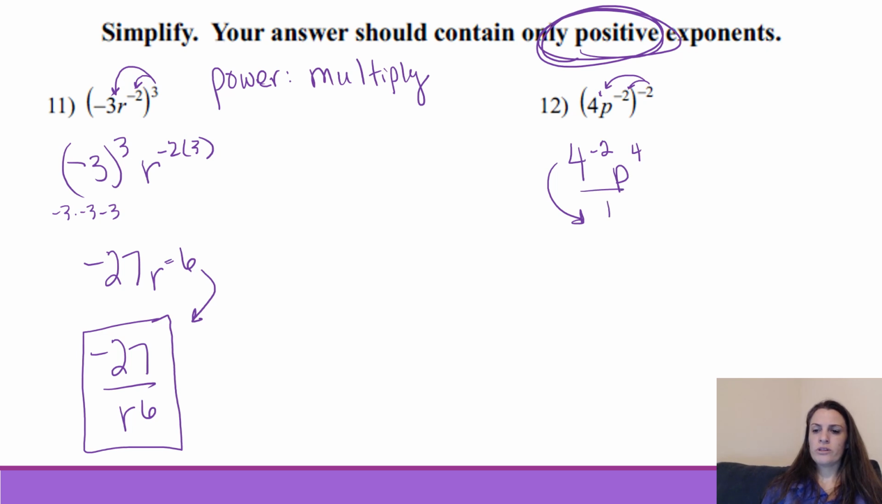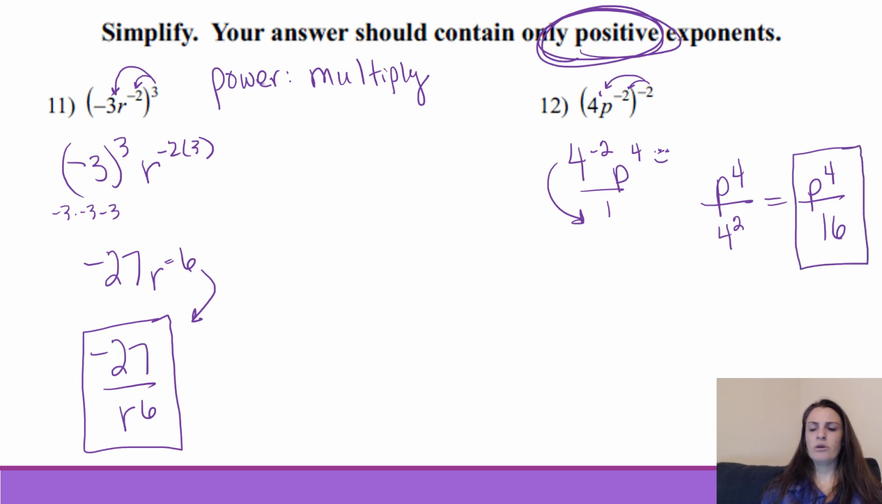So that 4 to the -2nd is going to move to the denominator. We will have p to the 4th staying because it has a positive exponent. And 4 squared becomes a positive exponent in the denominator. And now you can simplify. P to the 4th over 16. All done. All positive exponents. Fabulous.